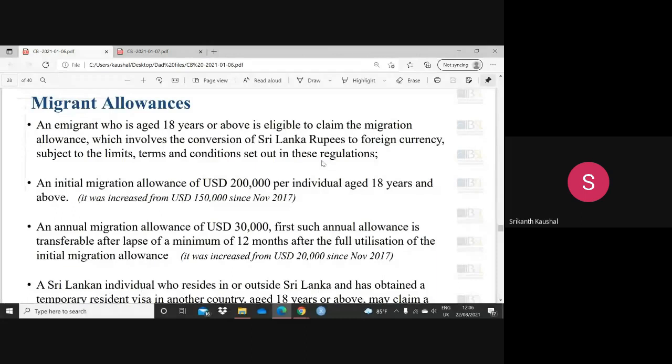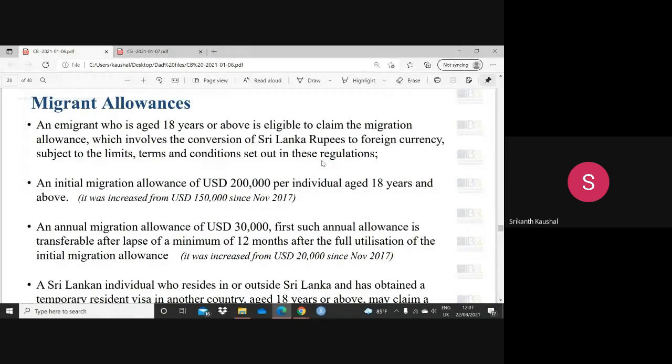So, okay, what happened? In 2017, when the Central Bank brought this Exchange Control Act, moving into the Foreign Exchange Act, it was 150,000. Up to November 2017, it was 150,000 under the Exchange Control Act. When the Exchange Control Act was removed and replaced by the Foreign Exchange Act, the amount was increased to US dollars 200,000 per individual.